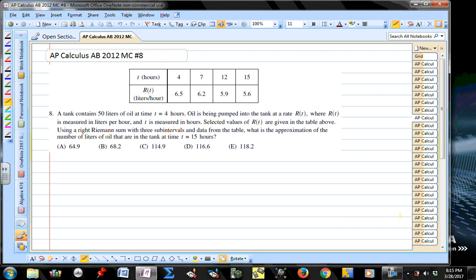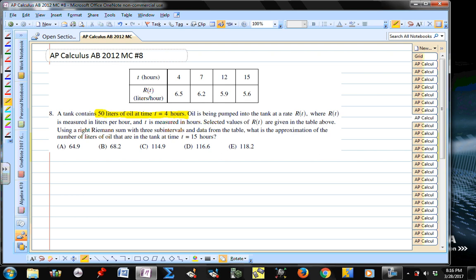In problem number 8, we're given a data table, and we're asked to find an approximation for the amount of oil in a tank at the end of a time interval. When you read the first statement, it's very important to notice something. It says the tank contains 50 liters of oil at time t equals 4 hours. They're telling us this for a reason. And we need to remember it.